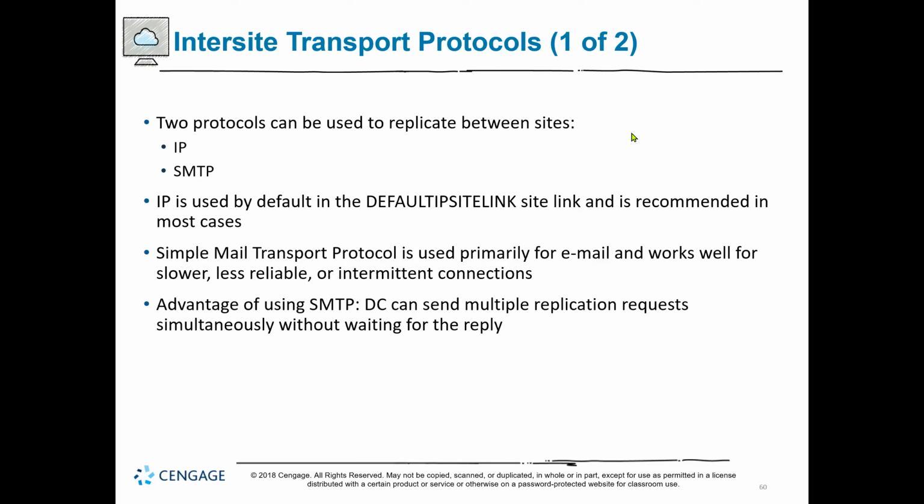Inter-site transport protocols. There are two protocols that can be used to replicate between sites: IP and SMTP. IP is used by default in the default IP site link, and is recommended in most cases. Simple Mail Transport Protocol is used primarily for email and works well for slower, less reliable, or intermittent connections. The advantage of using SMTP is that the DC can send multiple replication requests simultaneously without waiting for the reply.